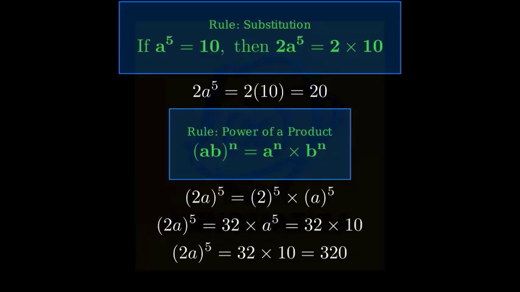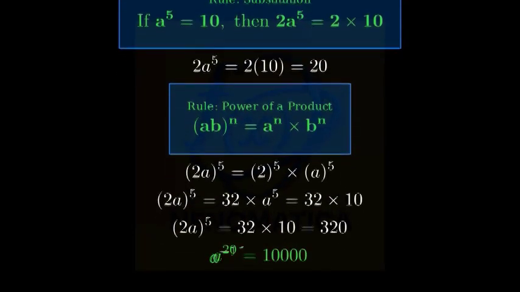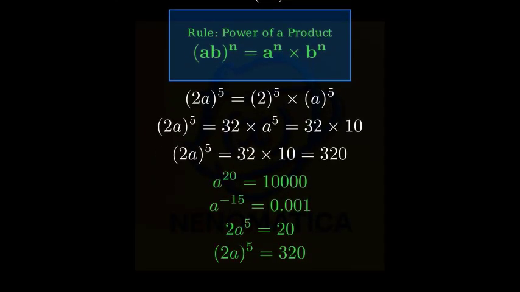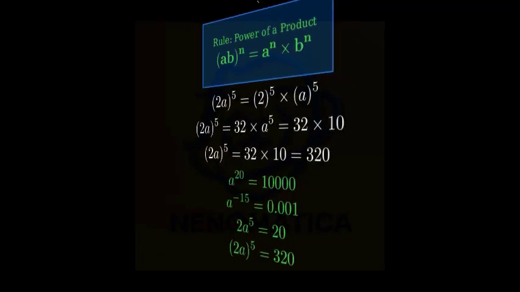Let's summarize our solutions. a^20 equals 10,000. a^(-15) equals 0.001. 2 times a^5 equals 20. And (2a)^5 equals 320.